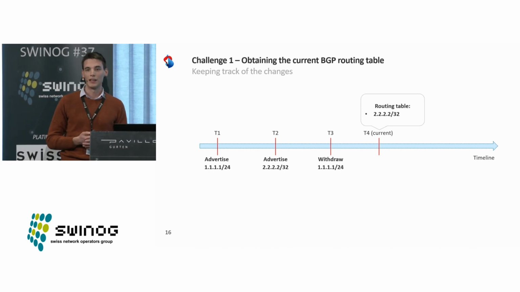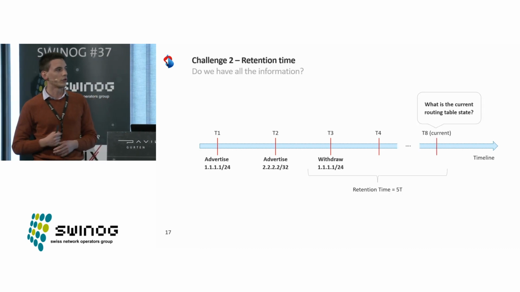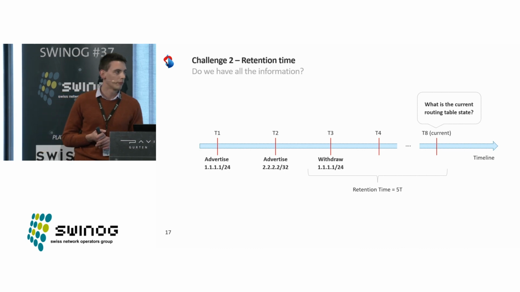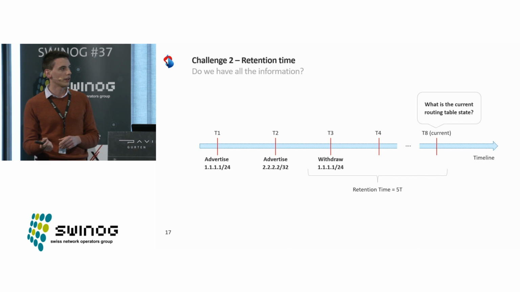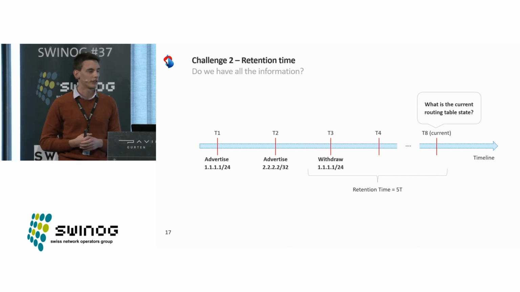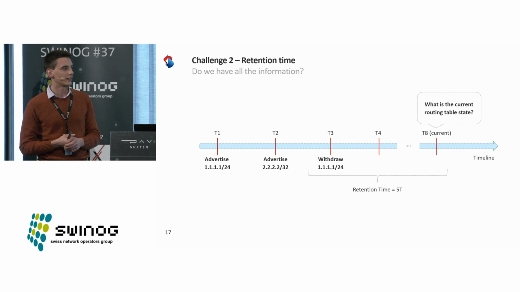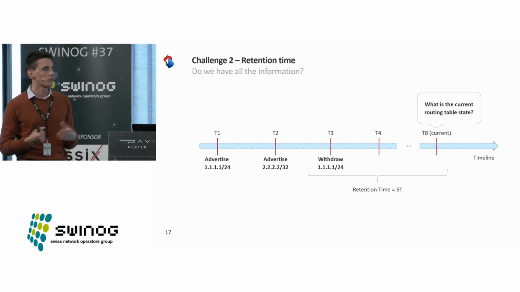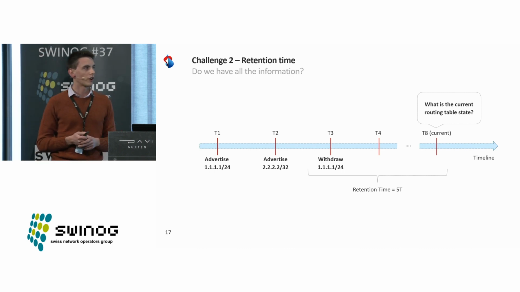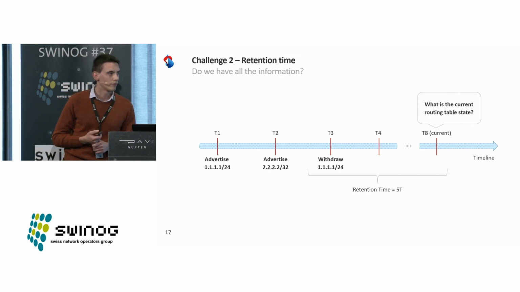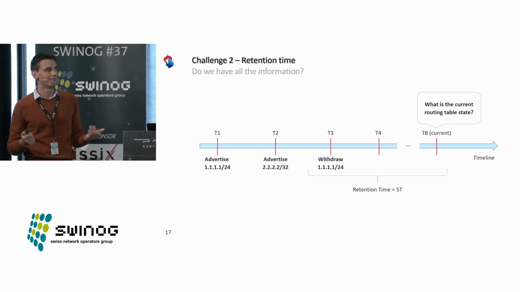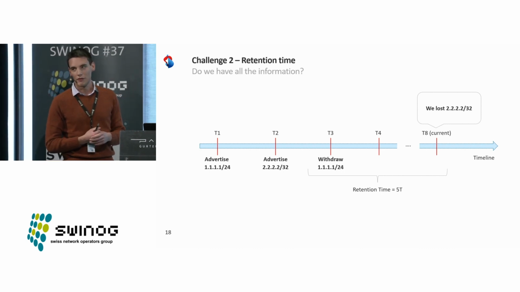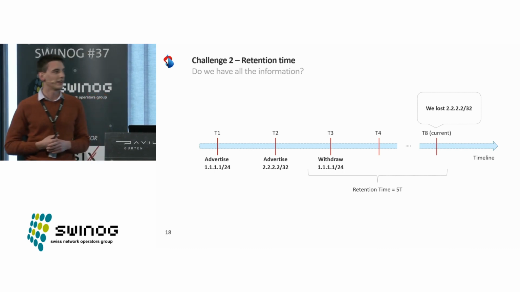Now you have to consider that, unfortunately, there are limits in our architecture. We don't have unlimited space. So now we introduce the concept of retention time. In this example, we keep 5 T's of retention time, so everything that happened before T3, we have to delete. Now you see that events don't really work for the state, because we lost T1 and T2 information, which are the two advertisements. So when we try to calculate the routing table state at T8, we say it's empty, but actually we lost 2.2.2.2.